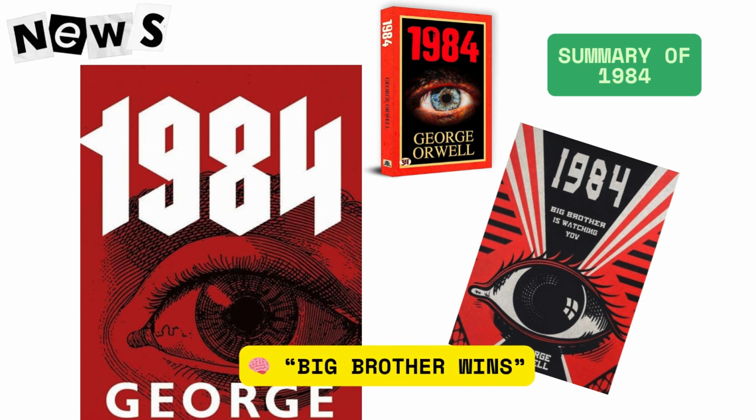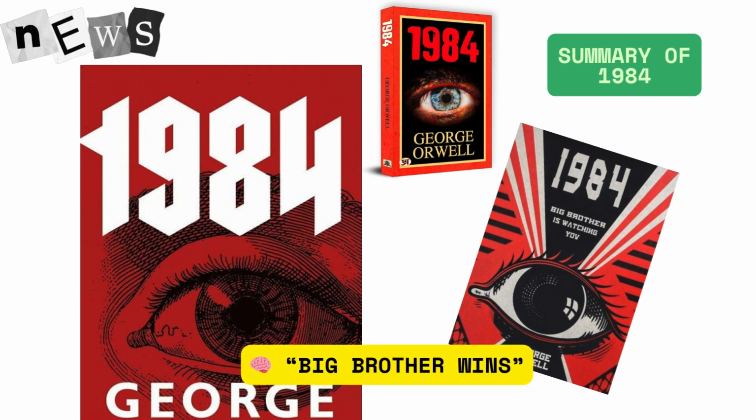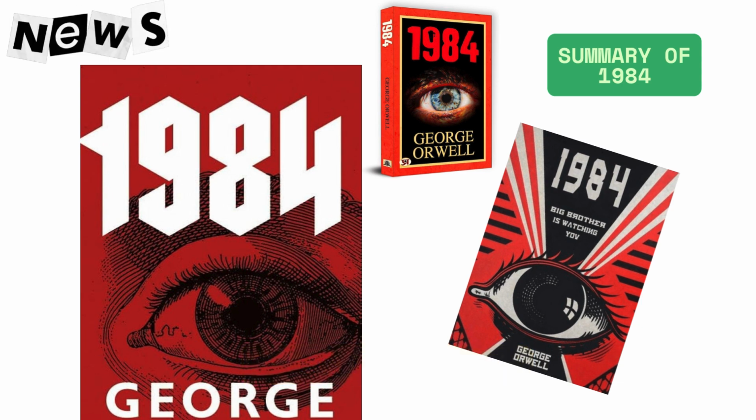Winston is reprogrammed until he no longer feels hatred. No more rebellion. No more love for Julia. In the novel's haunting conclusion, he sits in a cafe, watching propaganda, and thinks. He loved Big Brother.